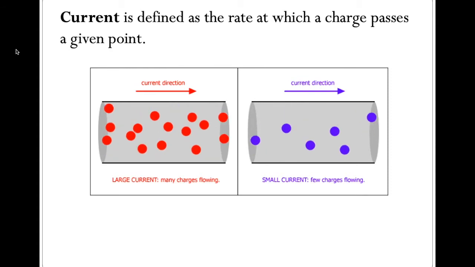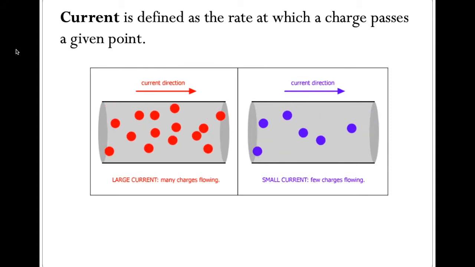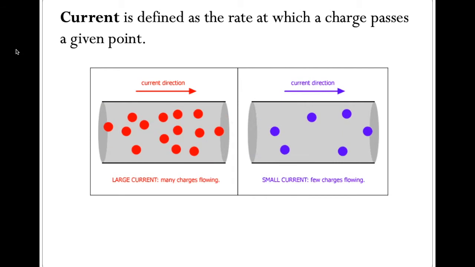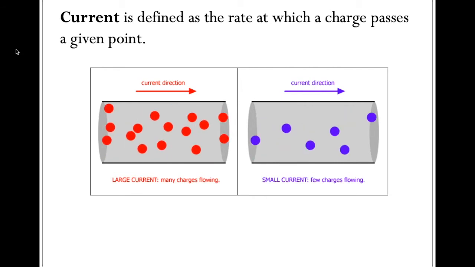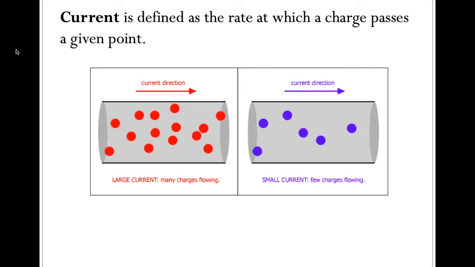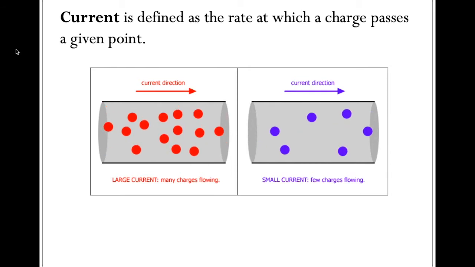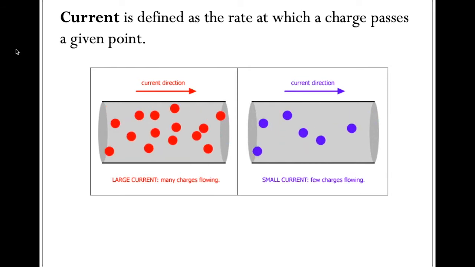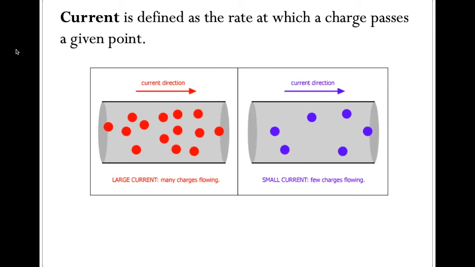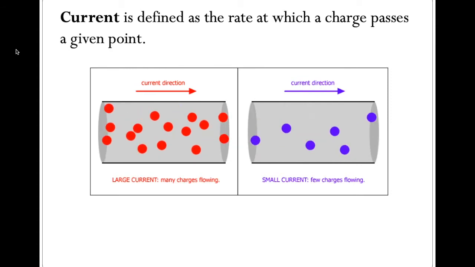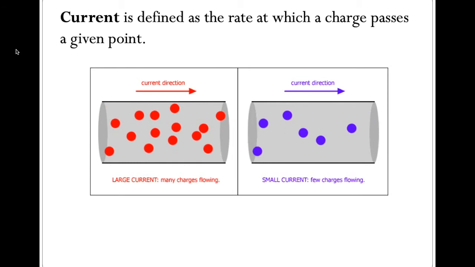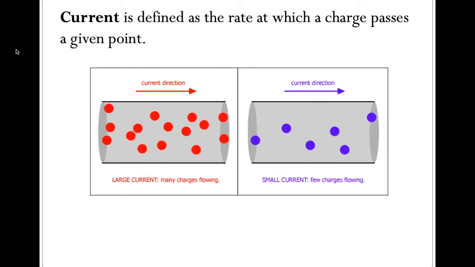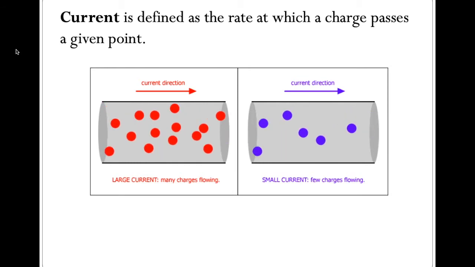Current is defined as the rate at which a charge passes a given point. Look at these two wires. They both have current flowing through them, represented by the moving dots. The dots are charges, or more specifically electrons, negative charges. Well, the red wire has more current because there's more electrons flowing through it. The blue wire has a smaller current. You can see there's fewer electrons moving through it.